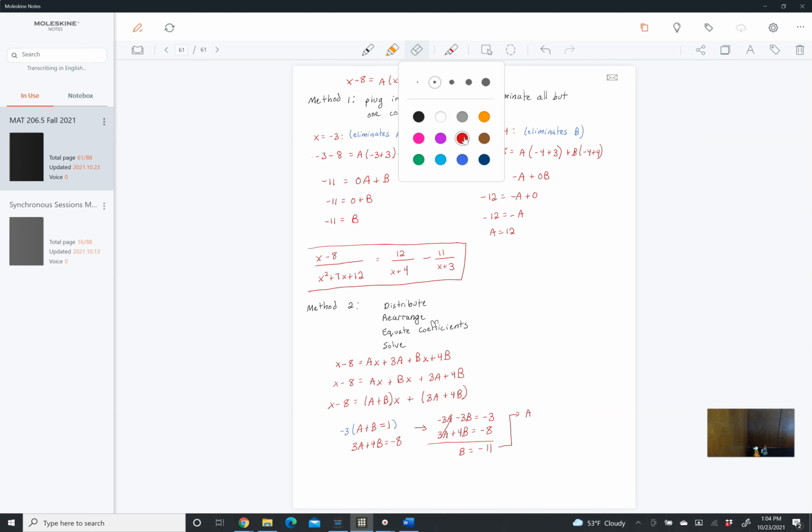And then just plug in, right? A plus negative 11 is equal to 1, or A minus 11 equals 1. Add 11 to both sides, A equals 12. And you wind up with the same answer, right? You should. x minus 8 over x squared plus 7x plus 12 is equal to 12 over x plus 4 minus 11 over x plus 3.